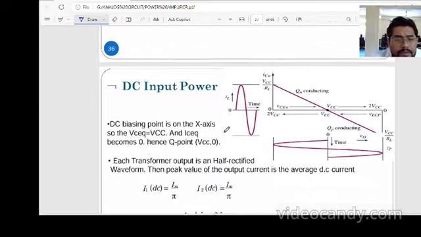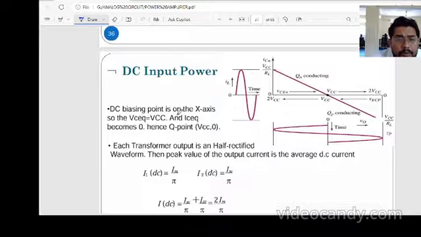How do we calculate the DC load? For DC biasing, the point is on the x-axis. This is the Q point. The Q point is on the x-axis.